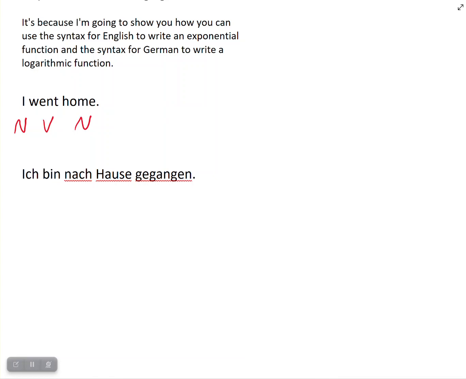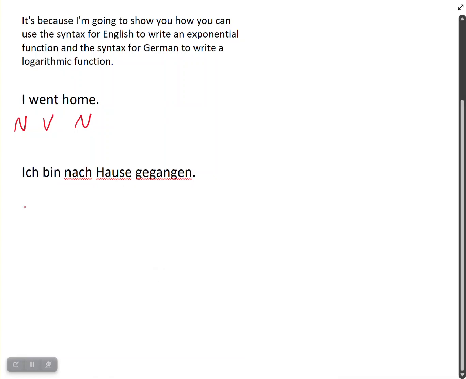But in German, our syntax is a little different. So here's the noun. Ich is I. Hause is the other noun. That's home. And gegangen is the verb. So notice that in German, your syntax is noun, noun, verb. In German, it's very common to have sentences where all the nouns are at the beginning of the sentence and all the verbs are towards the end. So in German, you have to listen to the whole sentence to figure out what happened.